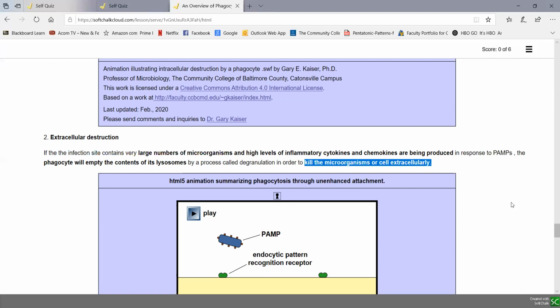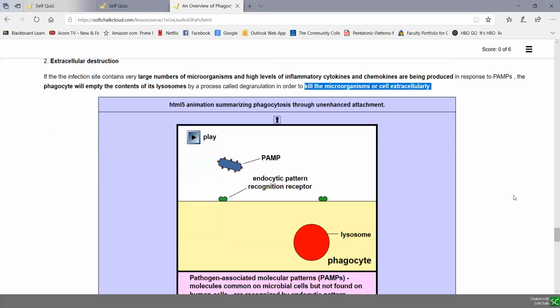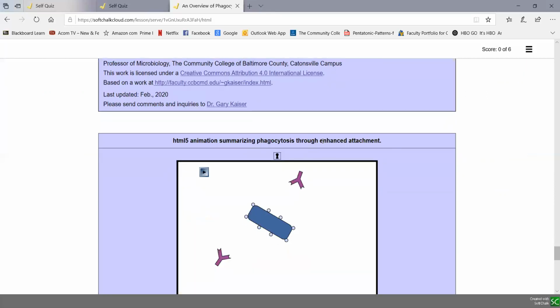So keep in mind as we go through the course, a lot of the damage we actually see as a result of infection is due to extracellular killing by neutrophils, where you have a serious infection with lots of cytokine production. And so the body's defense there then is to just kill everything in the vicinity and try to restore homeostasis later on. And these two animations, if you want to review them again, summarize the whole process of phagocytosis through unenhanced attachment and through enhanced attachment, putting all the steps together.